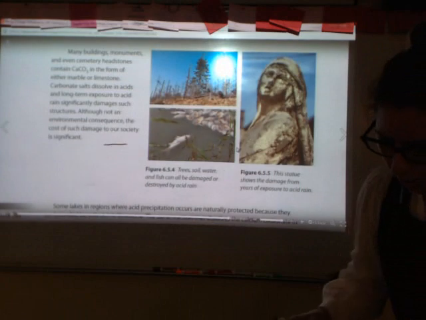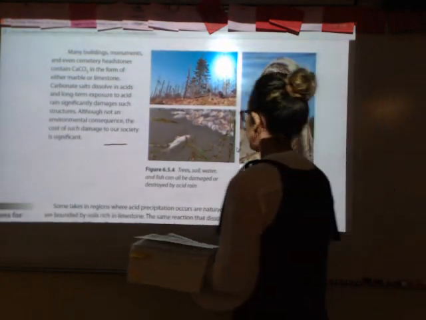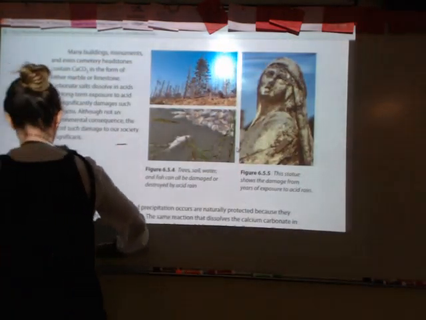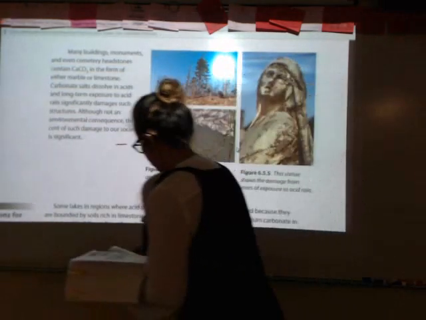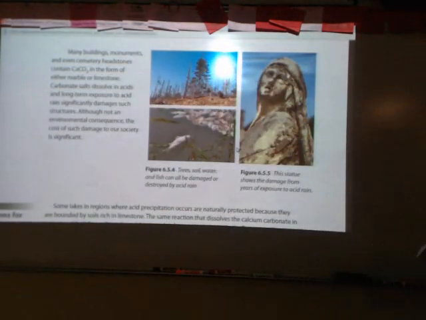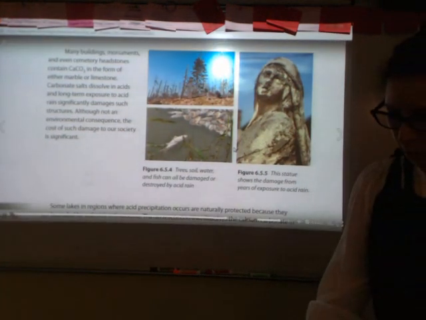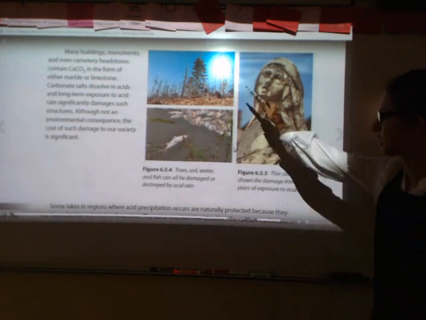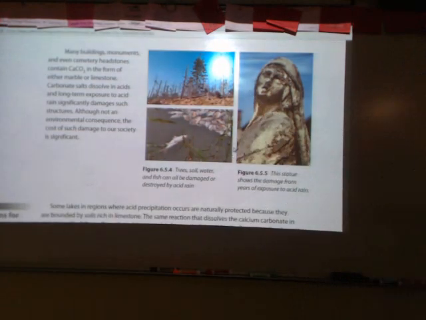Take a look here. Here's some of the acid rain damage. You've got buildings, monuments, cemetery headstones. Since they contain marble or limestone, the carbonate salts dissolve in acids. You'll have damages to structures. You'll have trees and soil and water and fish damaged by acid rain. This is a statue showing you the damage from exposure to acid rain.